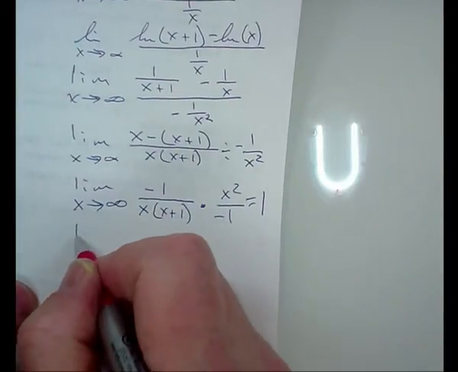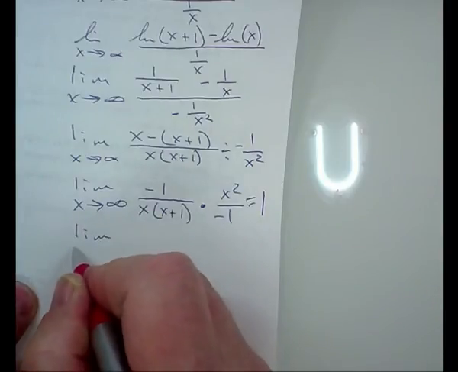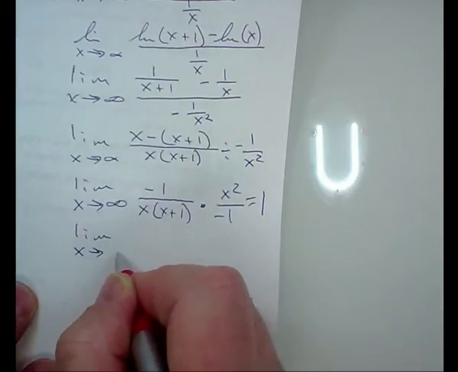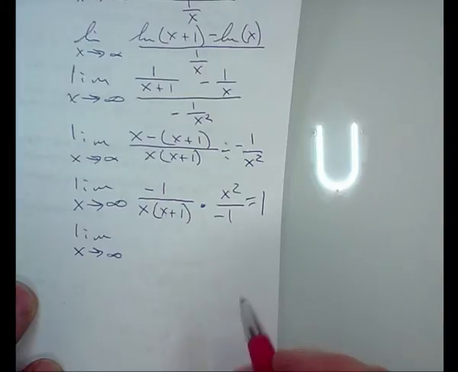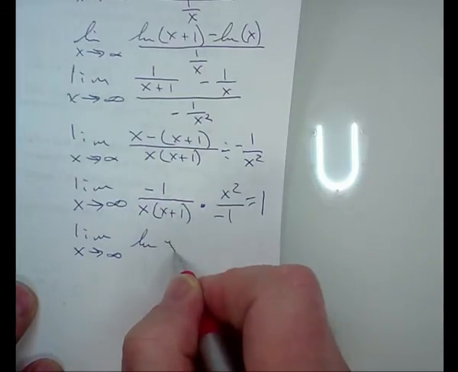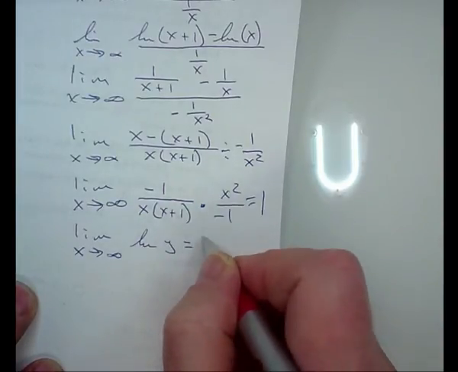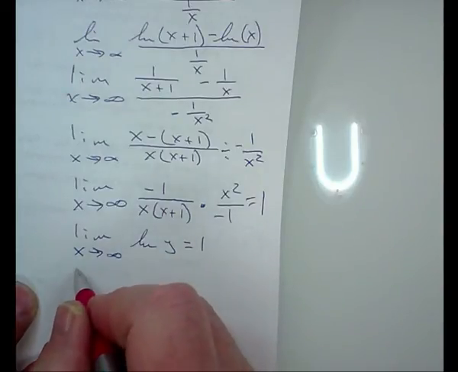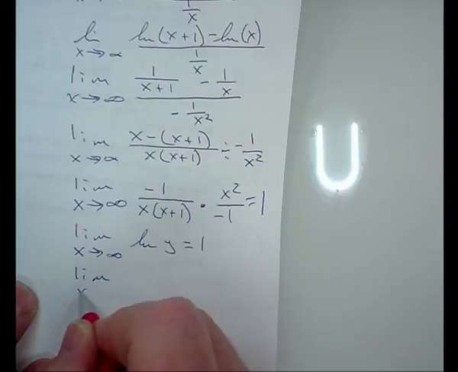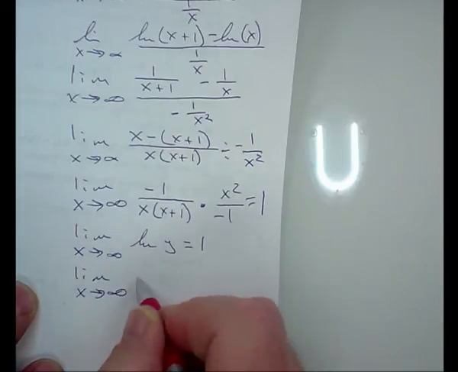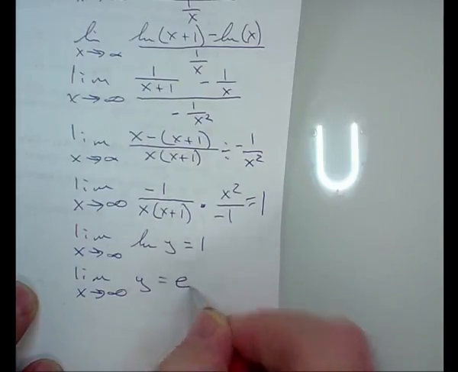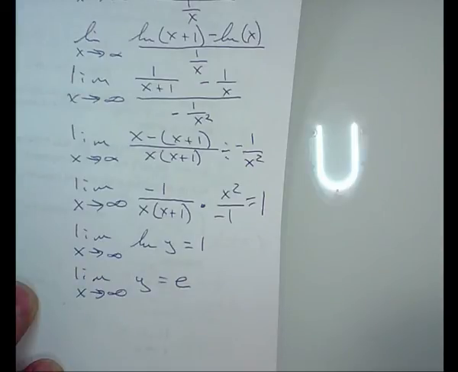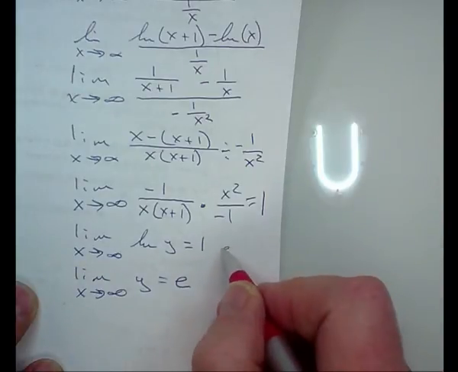That means the limit as x goes to infinity of the natural log of y is equal to 1. That means the limit as x goes to infinity of y has to equal e, because e to the 1 equals y.